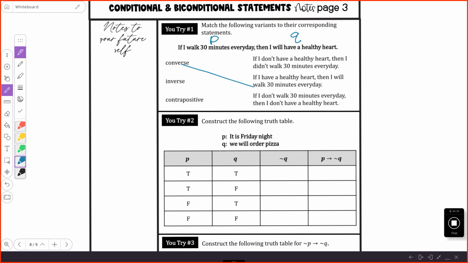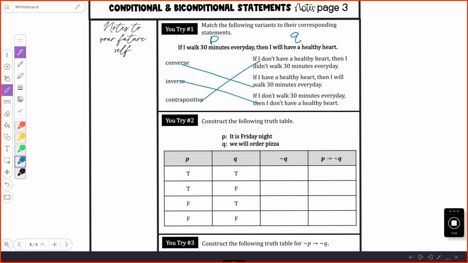One for one already. Inverse is making them negative but leaving them in the correct order. So it would be if I do not walk 30 minutes every day, then I will not have a healthy heart. So that's that one. And the contrapositive is the only one left. That's when you switch and negate. So it would be if I do not have a healthy heart, then I did not walk 30 minutes every day. All right, so far so good? Pretty easy? Okay. We got it.